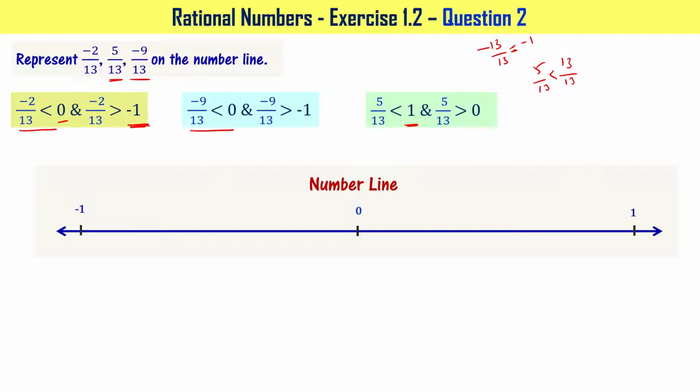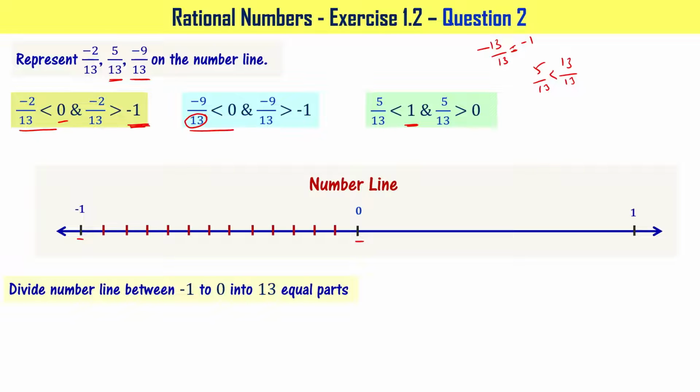Now look at the denominator of all these numbers, 13, right? For that reason, what I say is, divide the number line between minus 1 and 0 into 13 equal parts. Let's do that. You see, this is 0, right? Can I say that this is 0 by 13?